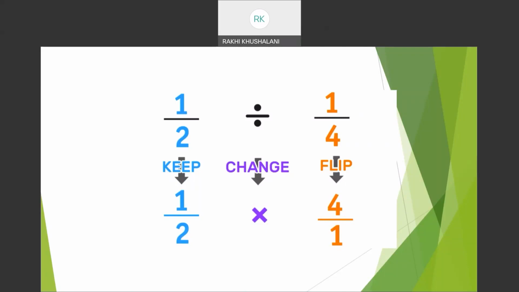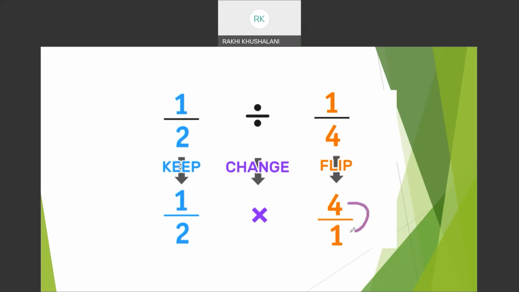The first number in the division process is called the dividend, which you are going to keep as it is. The second is the operation, that is the division sign. You are going to change it to multiplication. The next number is called the divisor. You are going to flip it, ulta pulta. The denominator becomes the numerator and the numerator becomes the denominator.